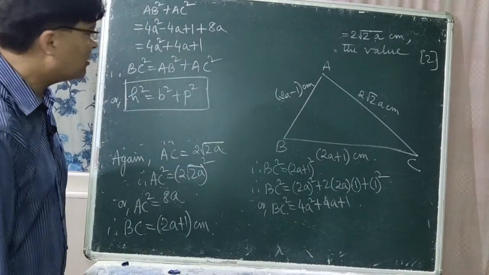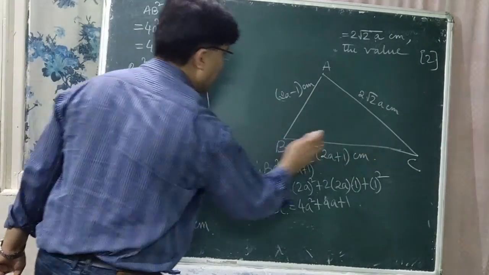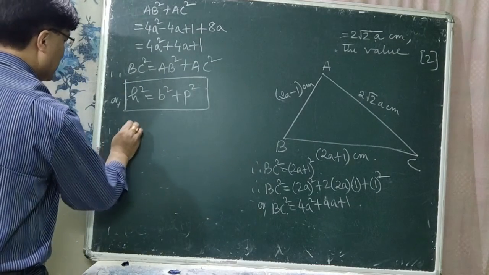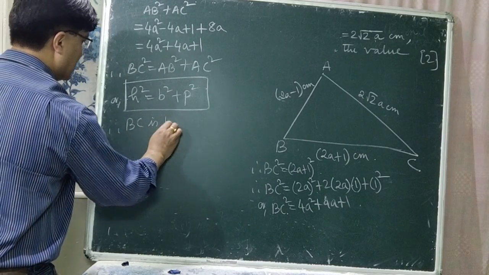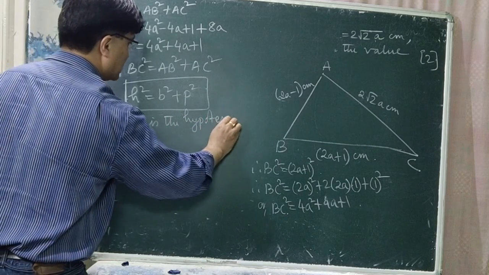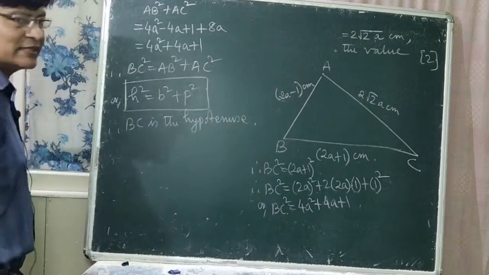So this is a right angle triangle with BC as the hypotenuse. So here BC is the hypotenuse, right? BC is the hypotenuse in this case.